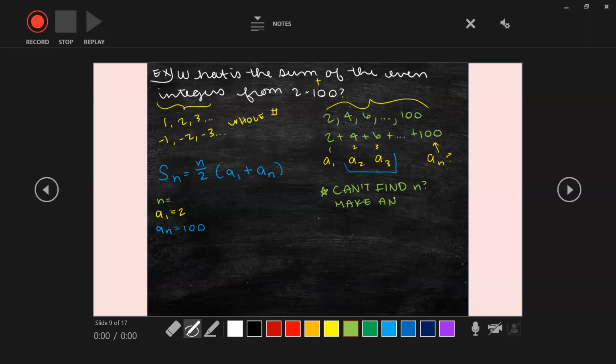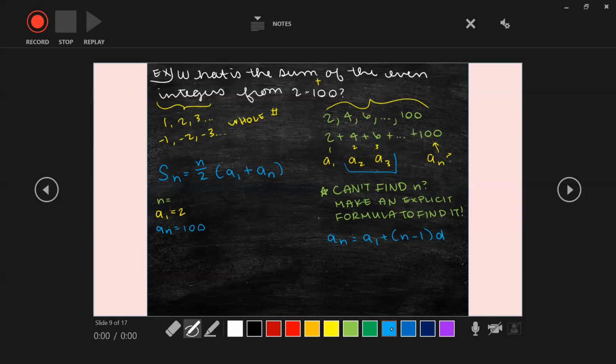So can someone find the explicit formula for an arithmetic sequence in their notes? A sub n equals a sub 1 plus n minus 1 times d. Very good.